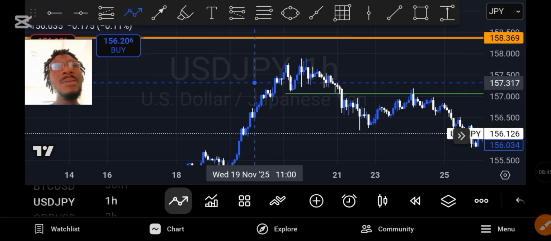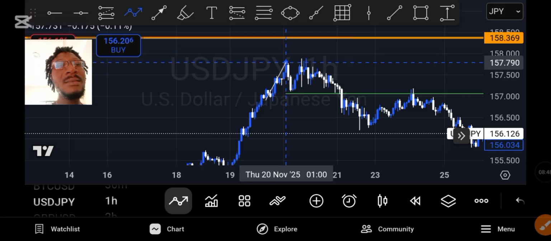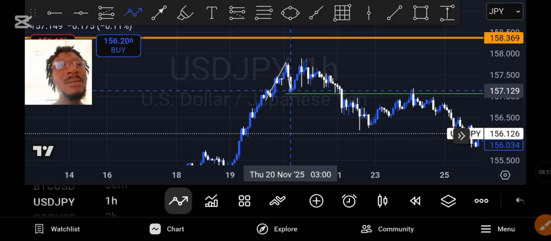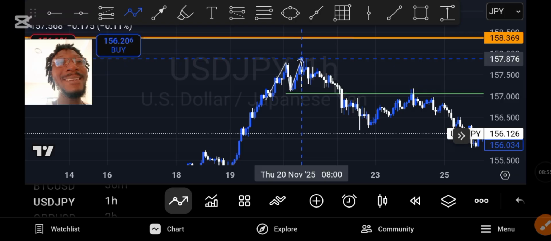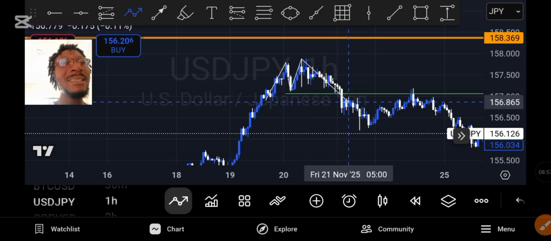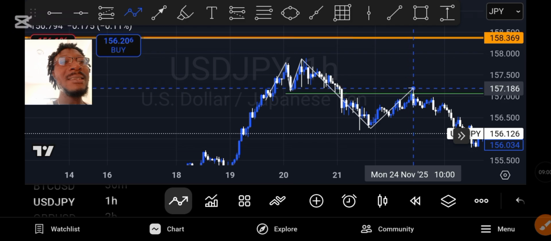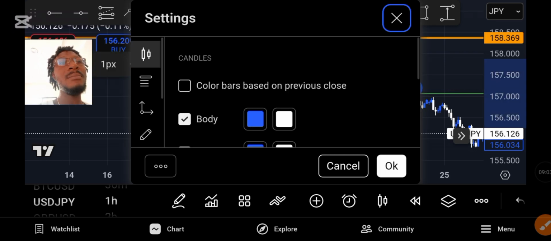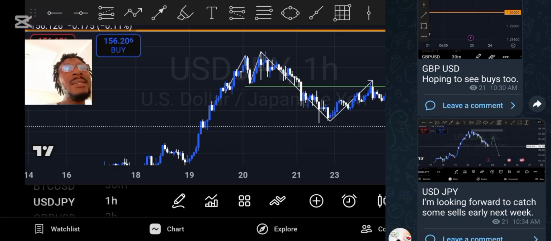Okay, you see, we had the right shoulder, we had the head. See, this went higher than the previous one. We had this crash to the downside, and we had this retest of the neckline. Do you see that? That's how easy trading is. Okay, I call this move.